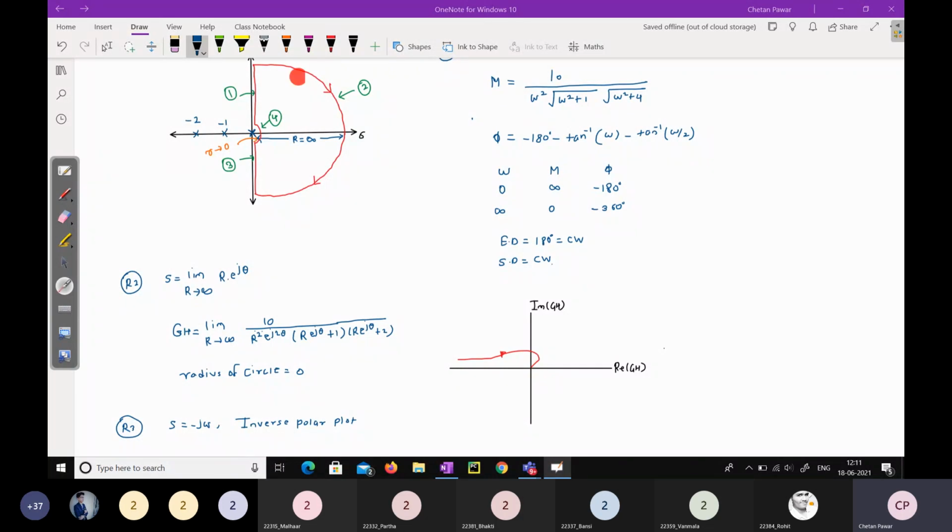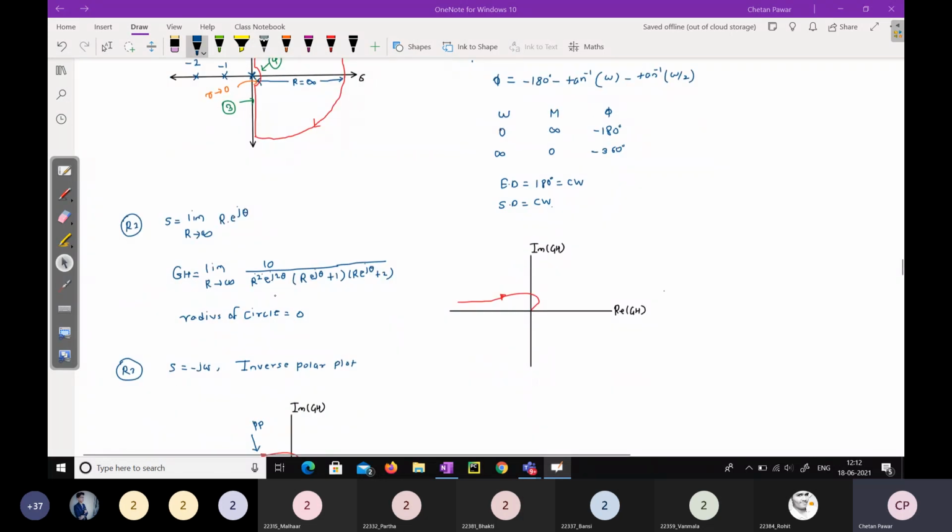Let us see the mapping of the second region. Generally that region gives a circle with a very small radius, almost 0. Here you can see the second region mapping where S is equal to limit r tends to infinity, r e raised to j theta. If you put this in the open loop transfer function, you will get a circle of radius 0. So we can neglect this region R2. No need to draw anything for that.